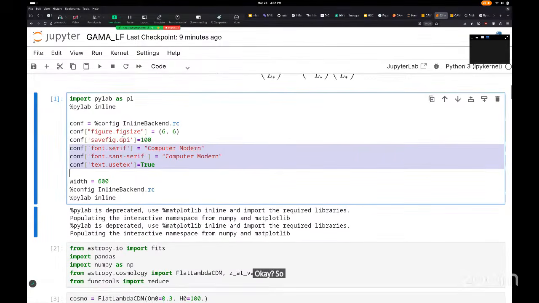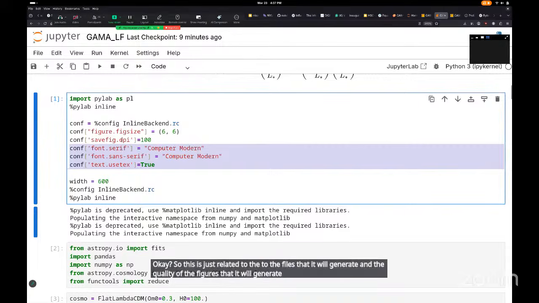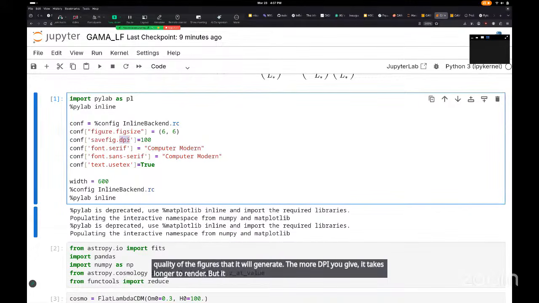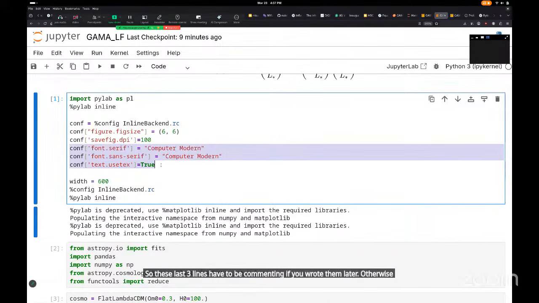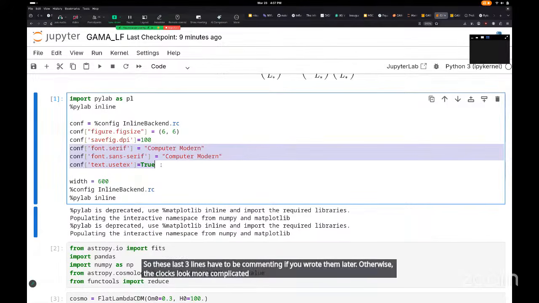So this is just related to the PNG files that it will generate and the quality of the figures that it will generate. The more DPI you give, it takes longer to render, but it looks more beautiful. It will have a higher resolution. So DPI is dots per inch. So these last three lines have to be commented if you don't have LaTeX. Otherwise, the plots look more publication quality if you have the last three things.